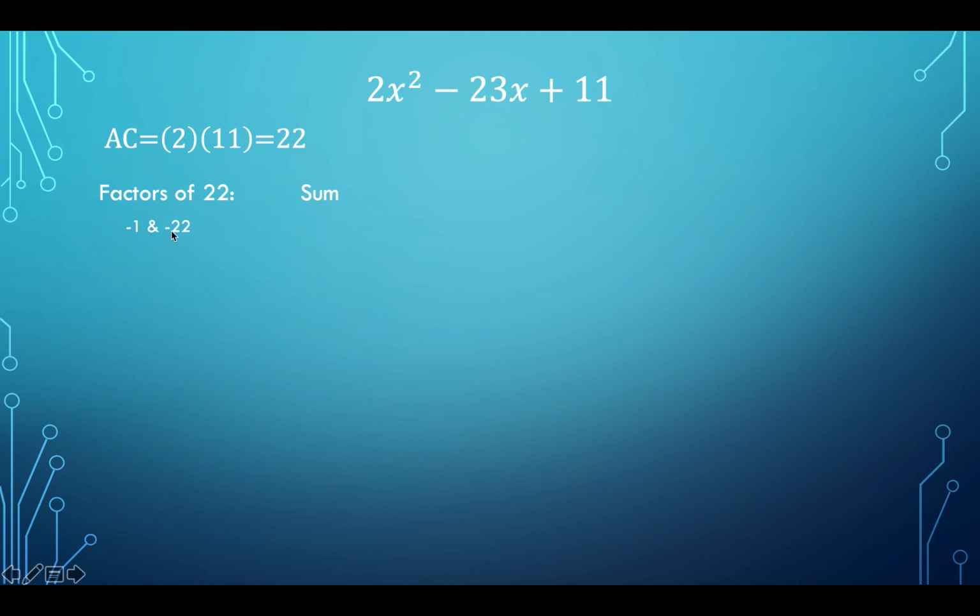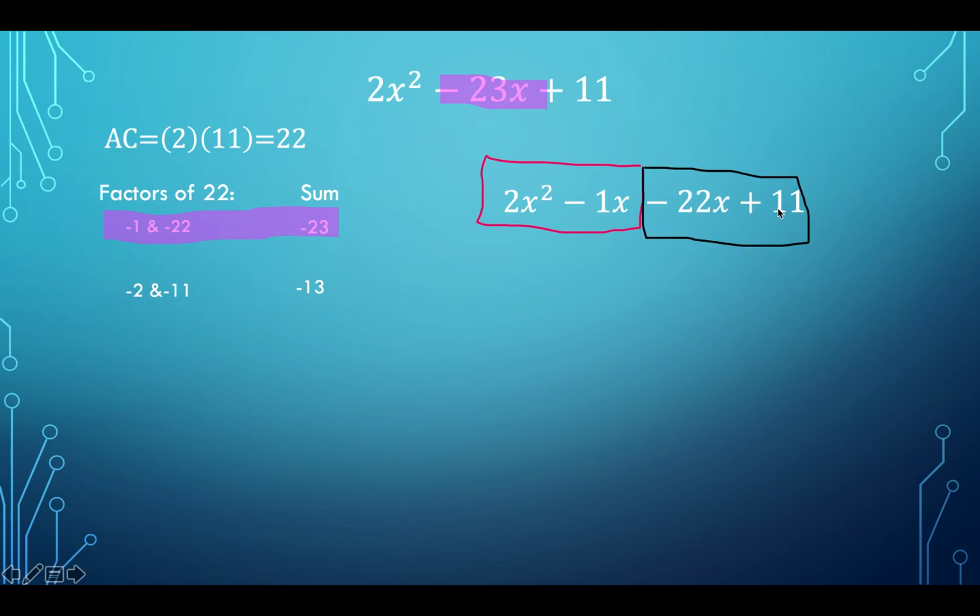And then we're also going to find the sum. So negative 1 times negative 22 gives us positive 22, and the sum of negative 1 plus negative 22 is negative 23. And you can also get 22 by multiplying negative 2 times negative 11, and the sum of negative 2 plus negative 11 is negative 13. So which of these adds up to negative 23? Negative 1 and negative 22. So now we're going to rewrite that problem using the factors. So 2x squared minus 1x minus 22x plus 11.